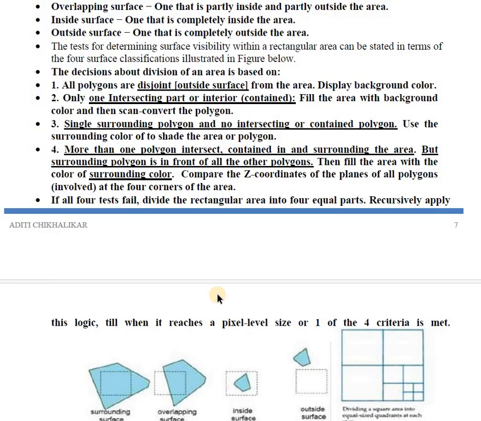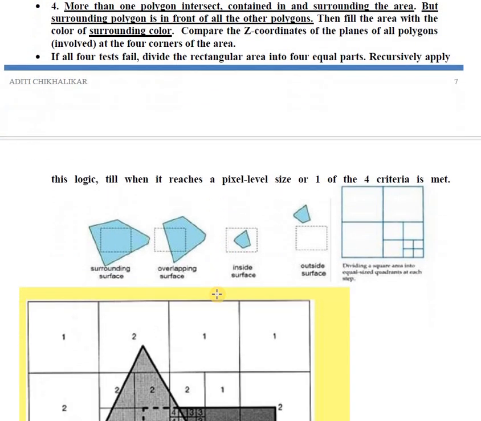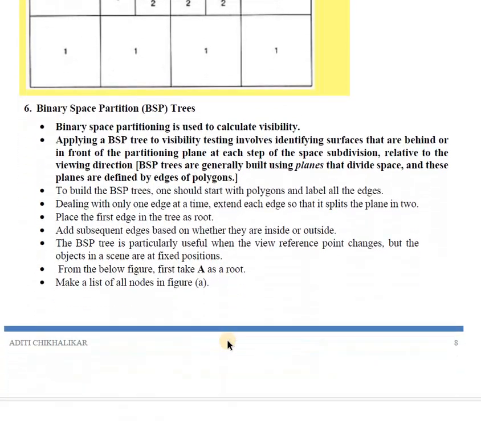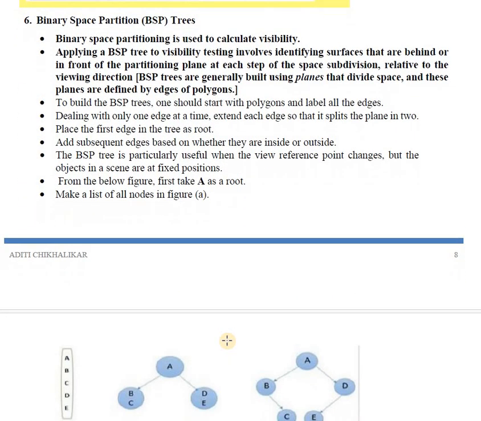So until the pixel level size is reached or one of the 4 criteria is met, go on recursively dividing it. Okay, one example is shown over here of how you can do it. Now we go to the next one, that is binary space partition trees. In binary space partition trees, what we basically do is we try to calculate the visibility by making a tree structure. So how is it done?